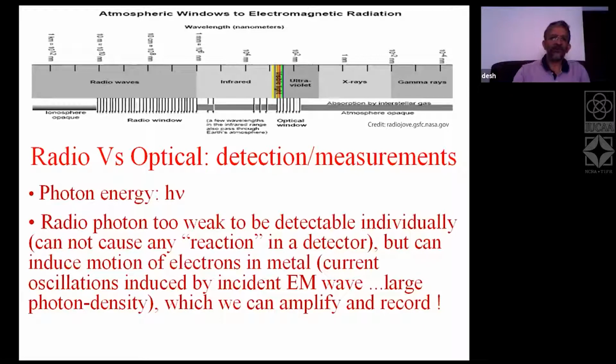And so we will look at one of the first aspects that hits us: we have now come to very low frequency, and the typical photon energy h nu is going to be very, very weak. It's too weak to be detectable individually. There are no detectors like we have in optical wavelengths. It doesn't cause any reaction in matter that is exposed to this radiation where radio photons might be falling on it. So we are stuck.